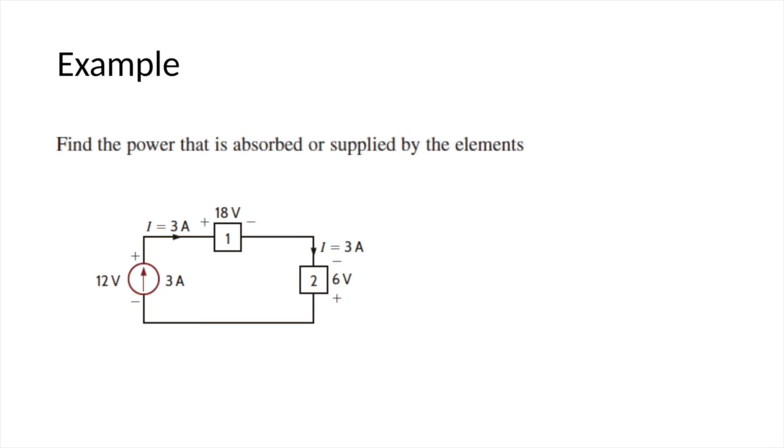And let's take a look at another example. This is from, I think, Alexander's textbook. For element 1, we can see that it satisfies the passive sign convention. So it is 3 times 18 equals 54 watt.